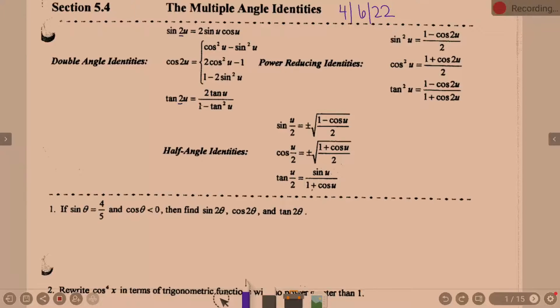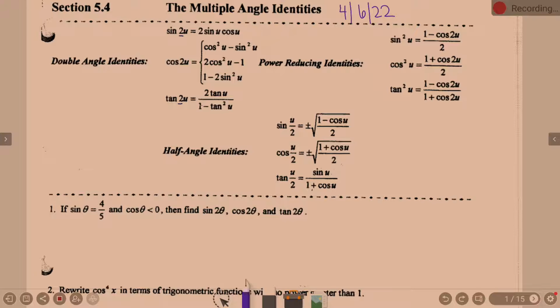Okay, I just want to introduce a little bit of lesson 5.4. We're not going to get very far in it, but it'll make it easier to get all the way through it tomorrow. So lesson 5.4 brings more identities. We've got 3 new sets of identities to add to our repertoire.